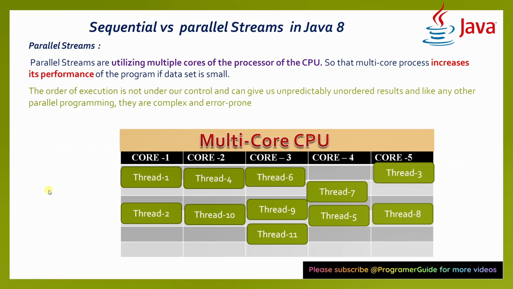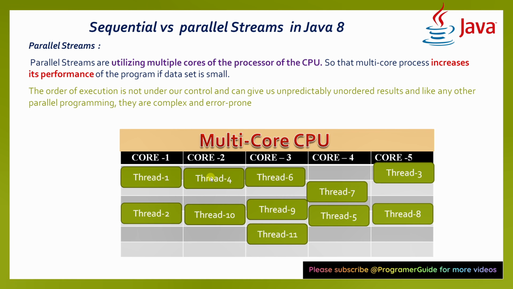The order of execution is not in our control, so the output is going to be unpredictable. The more important point is that here you need to focus on core 1, core 3, core 4, core 5. Thread 1 is running on core 1, thread 2 is on core 1, thread 3 is on core 5, thread 4 is on core 2. In such a way it is going to execute in parallel.